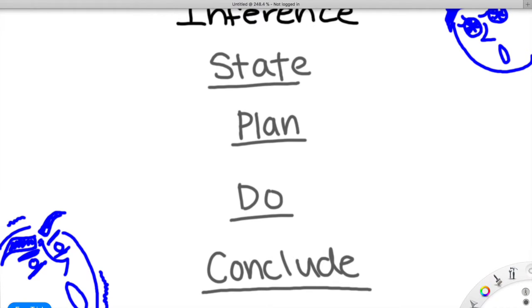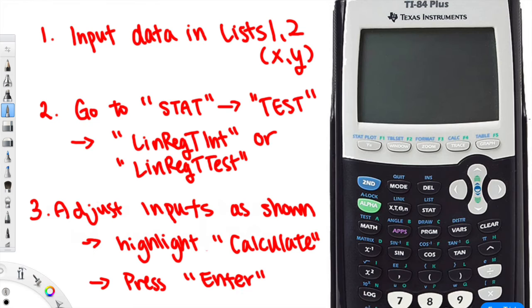This can also be carried out on your calculator by going to Stat, Tests, and choosing the one that says LinReg T-Interval and plugging in the values. The values of the equation will typically be provided for you. However, if given a list of the data, you can also use technology to solve by going to Stat, Test, LinReg T-Interval, or LinReg T-Test.